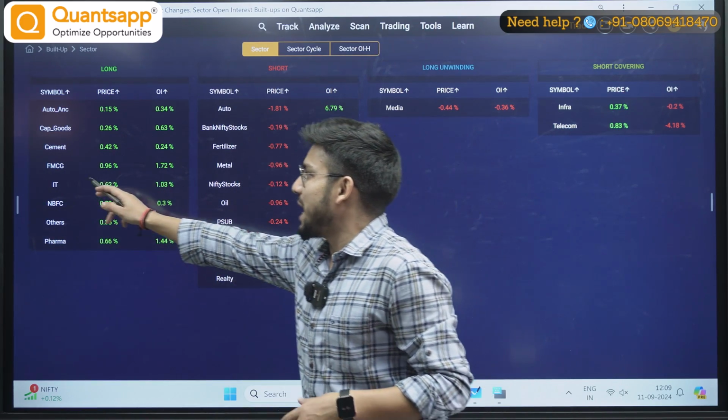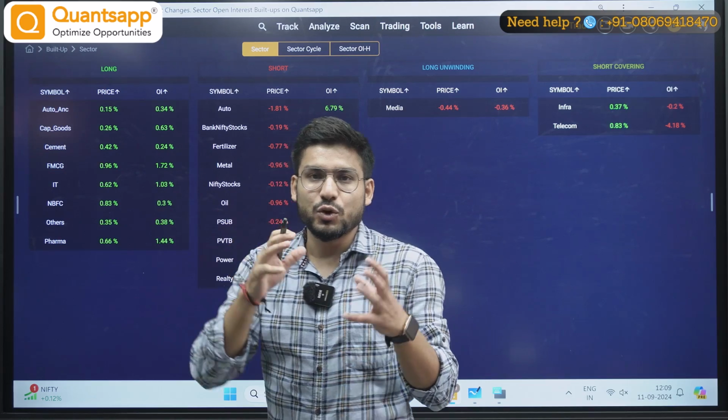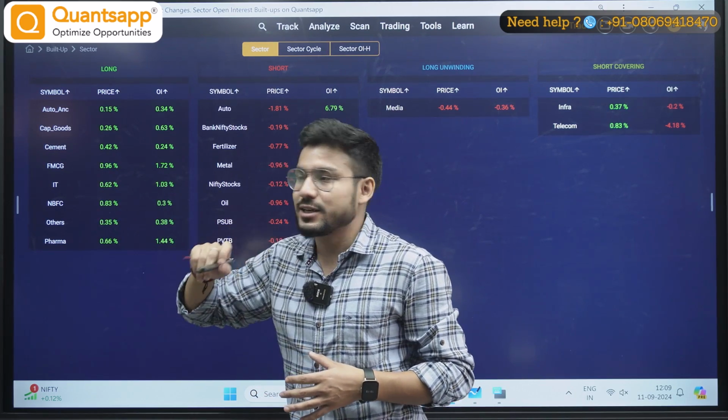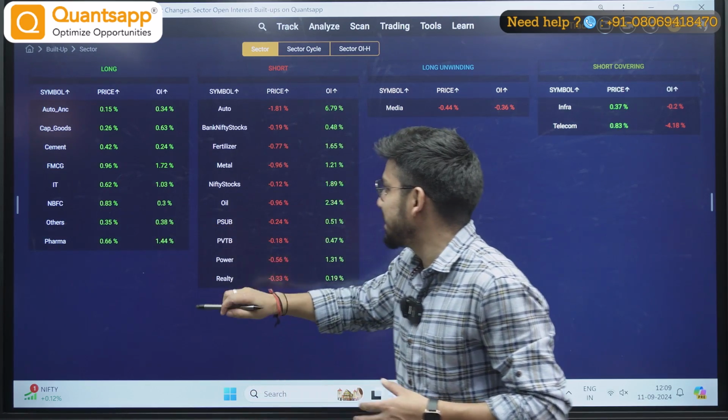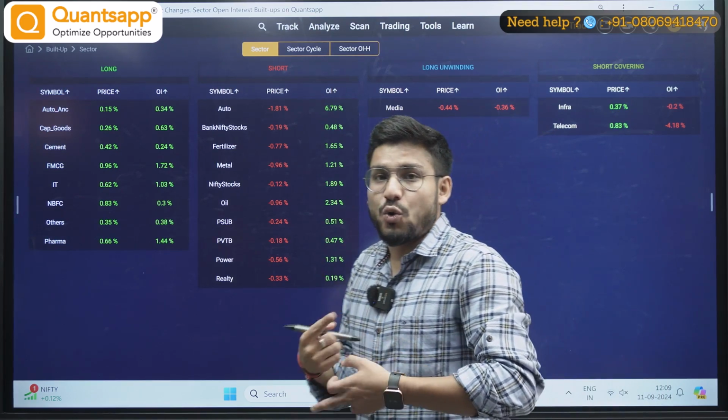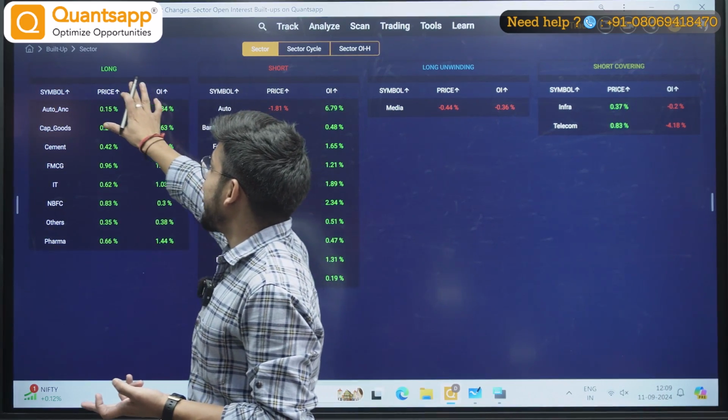Because it is highly probable that it will give me a good profit if I buy stocks of the IT sector or NBFC, in comparison to oil or PVT or power or realty, right? So I'll go with the trend. So this is the scanner that you can use.